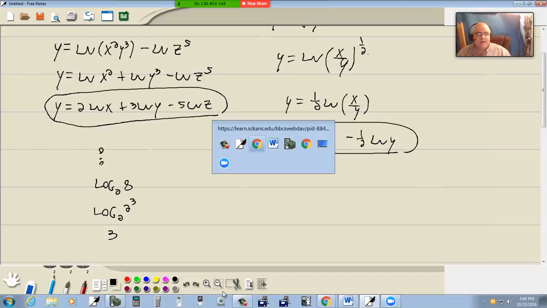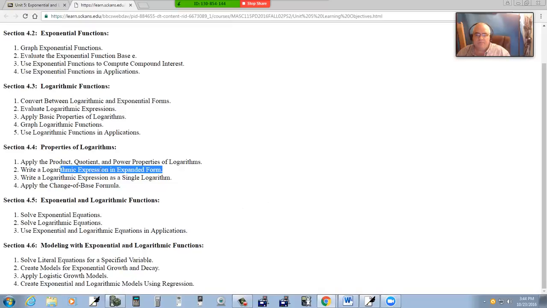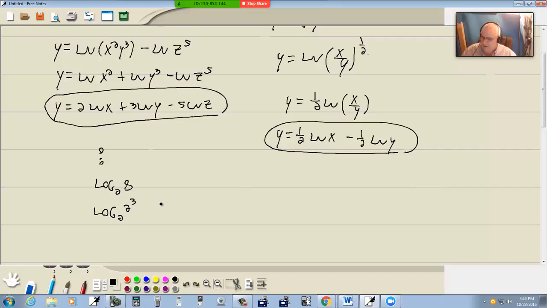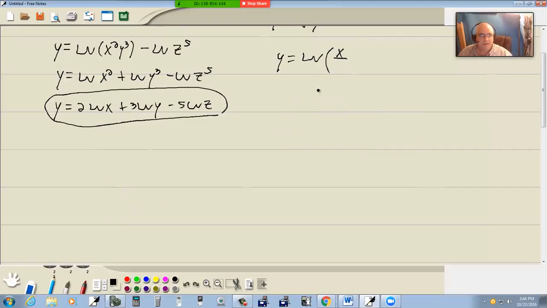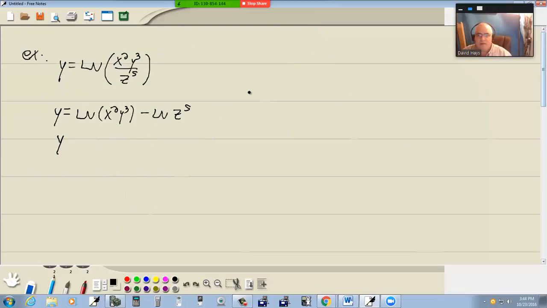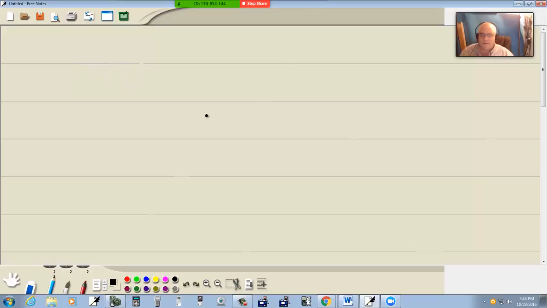Okay, now that was writing in expanded form. Now let's take a look at writing a log expression as a single log. So we're going the other direction. So let me clear this off.